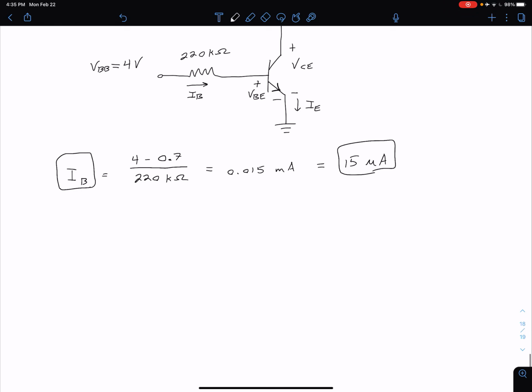Again, we said we're going to assume we're in forward active mode, and we're going to come back and talk about how we know when that's true in a later video. But for now, let's just say we assume we're in forward active mode. So that means that our IC is equal to beta IB. In this case, we're given beta is 200. We just found our IB is 15 microamps. So what that means is our IC comes out to be 3 milliamps.